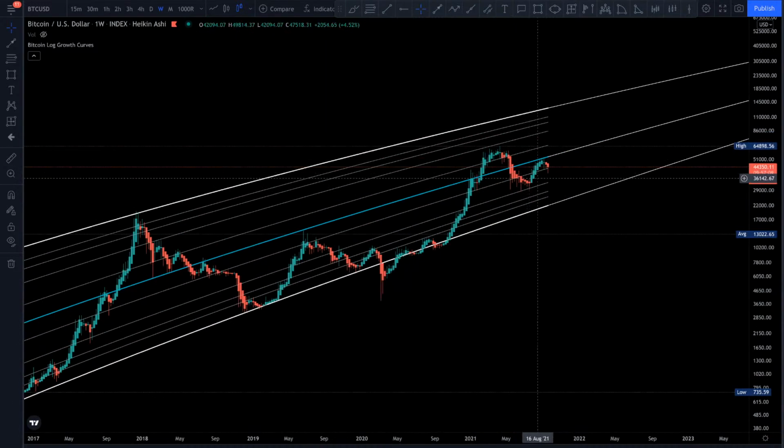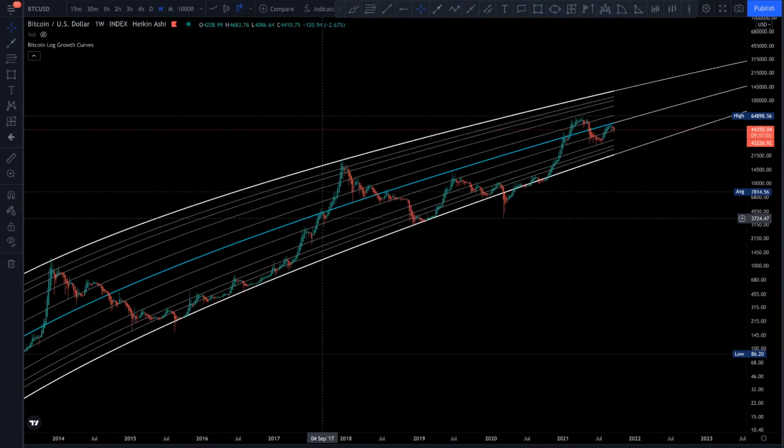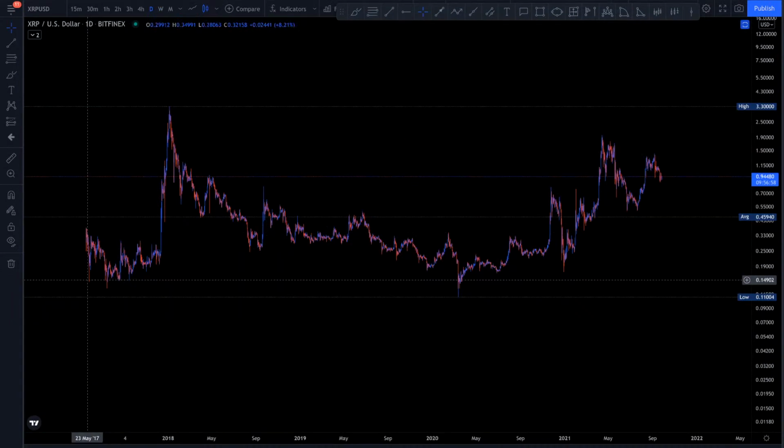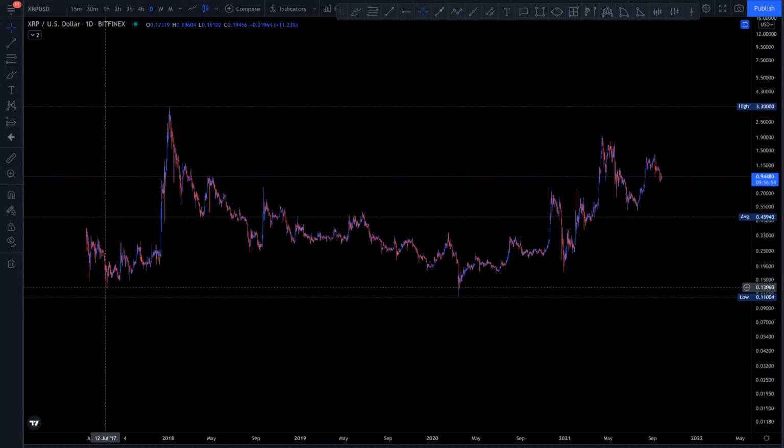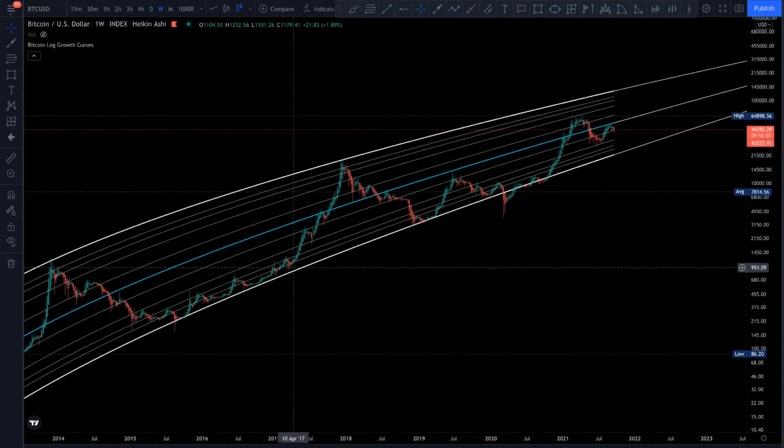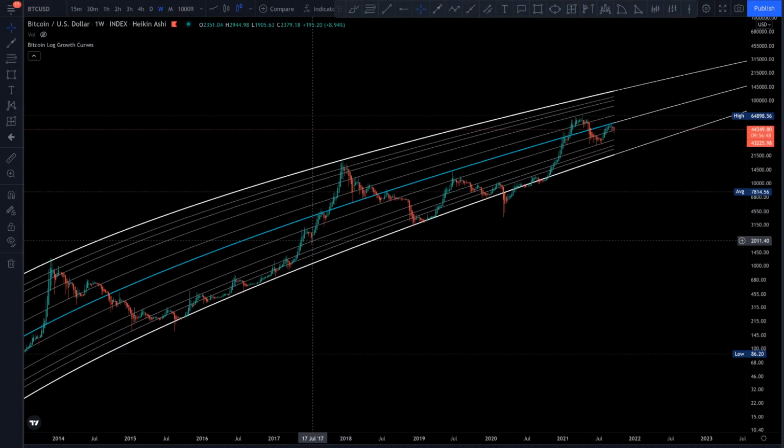If XRP wins the case in the future, XRP could pump up. Let me give a good example. Let's find a date on XRP. Let's see this date here. This was May 2017. So let's use this low here, July 2017.